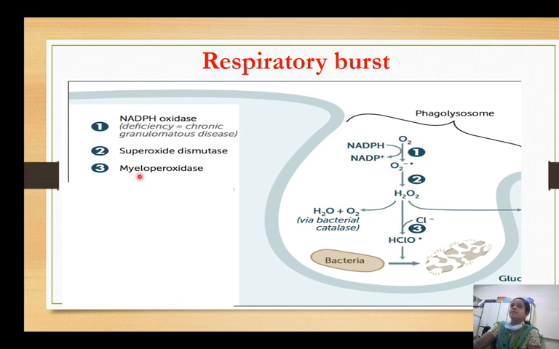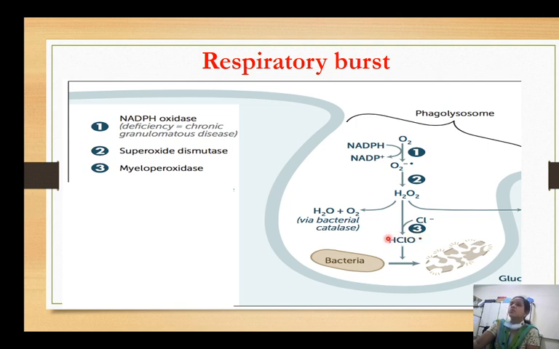Now, in the second step, in the presence of the enzyme superoxide dismutase, the H plus is taken up and it will be forming H2O2. So, in the first step, the enzyme that is utilized is NADPH oxidase. The oxygen will get oxidized to form an oxide ion. Then this oxide ion, in the presence of the enzyme superoxide dismutase, will form hydrogen peroxide. Now this hydrogen peroxide will take up a chloride. The chloride is a very powerful agent, and that in the presence of the enzyme myeloperoxidase will form a hypochlorite ion.